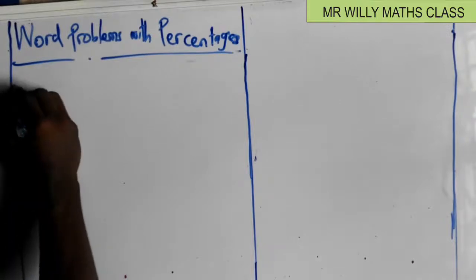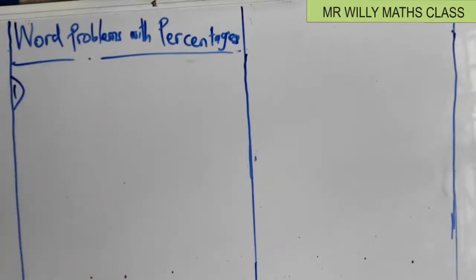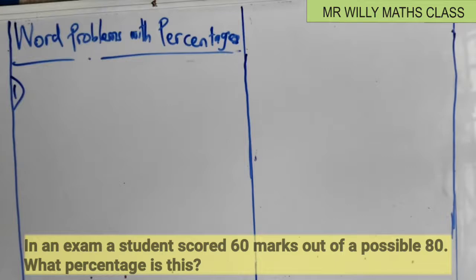The first question says that in an exam, a student scores 60 marks out of a possible 80. What percentage is this? The question is written on the screen. You can just read through. In an exam, a student scores 60 marks out of a possible 80. What percentage is this? So we are asked to express the marks scored by a student out of total marks. We are asked to express it in percentage.